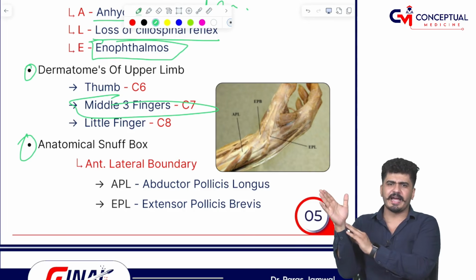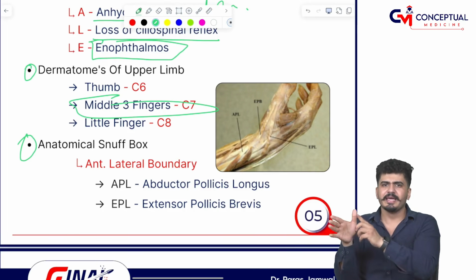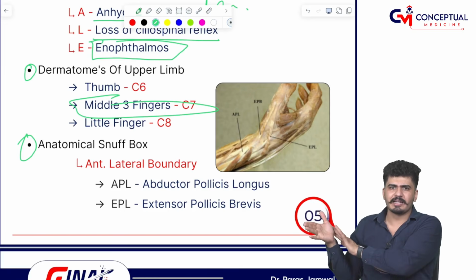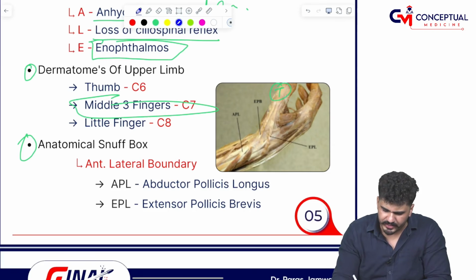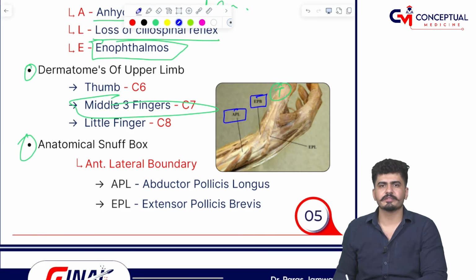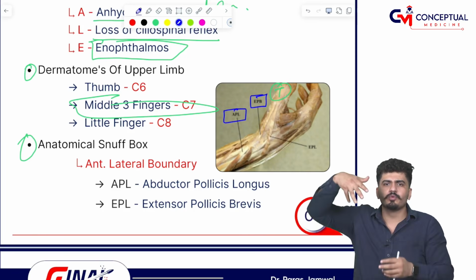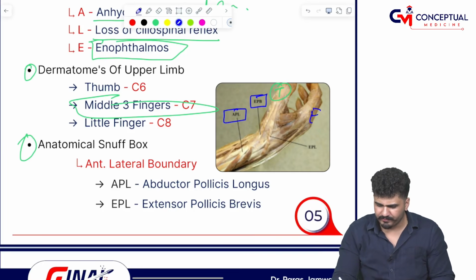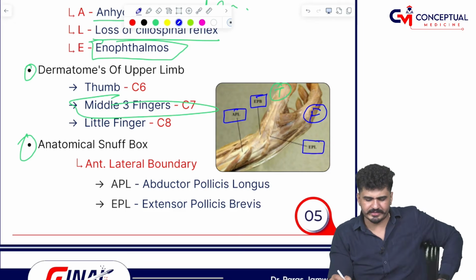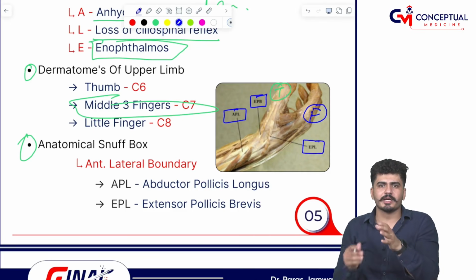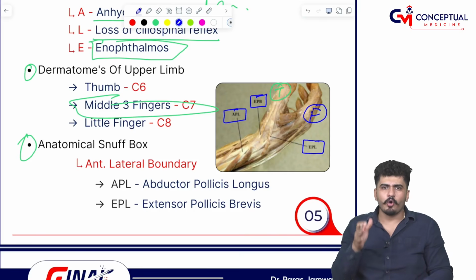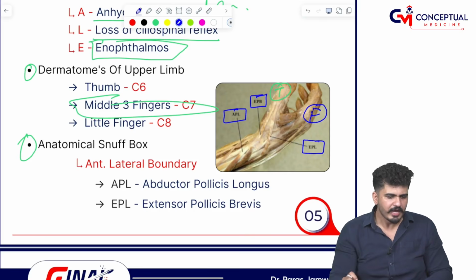So here, if you put this hand in the anatomical position, you will see the thumb part is going to be the lateral part. The thumb part has two important structures, that is your extensor pollicis brevis and your abductor pollicis longus. Now what is left? The medial part, which is towards the fingers. One boundary is there, that is extensor pollicis longus. So extensor pollicis brevis along with the abductor pollicis longus are part of the lateral boundary, and only extensor pollicis longus is a part of the medial boundary.